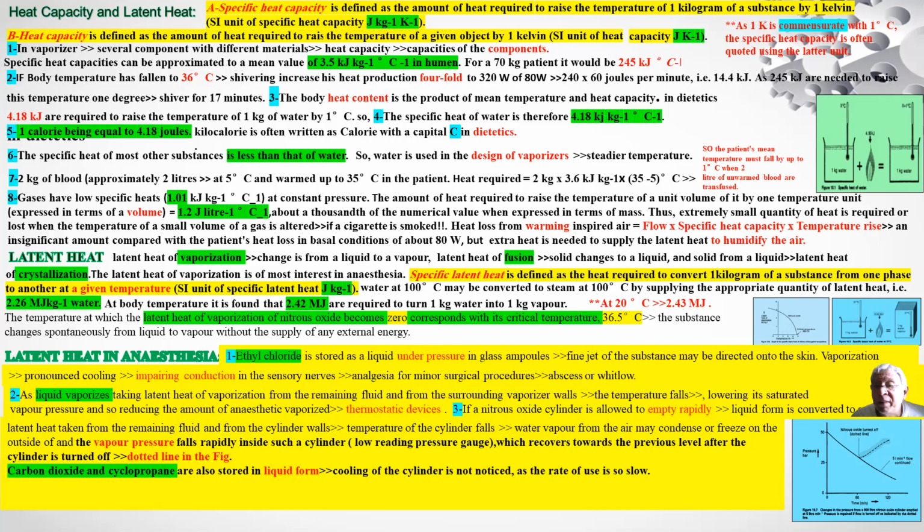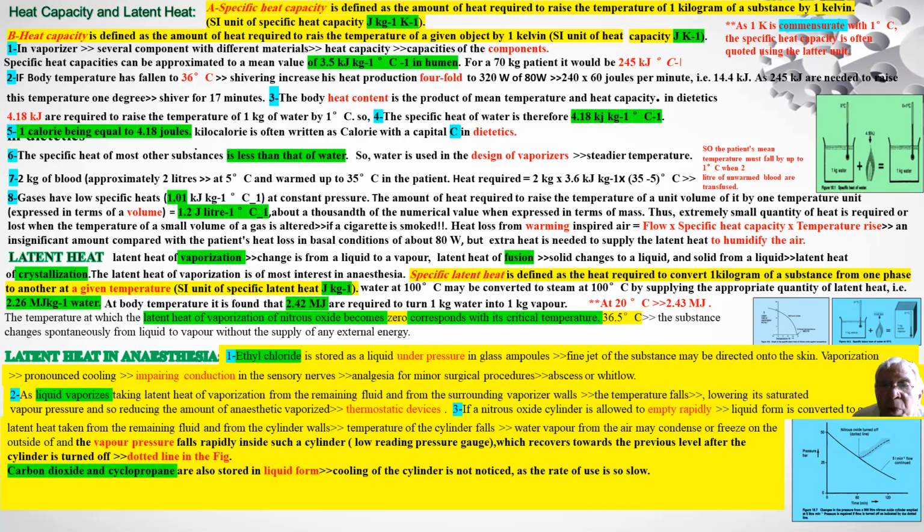Now we come to the third definition, which is called specific latent heat. It is defined as the heat required to convert 1 kilogram of a substance from one phase to another phase at the temperature concerned. You must mention this. And the SI unit is joule per kilogram.